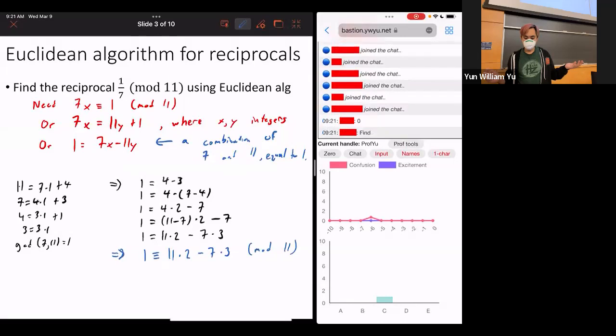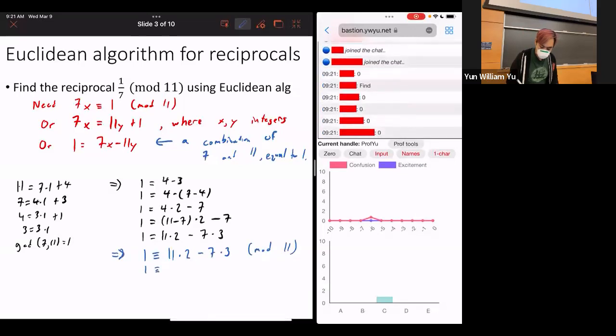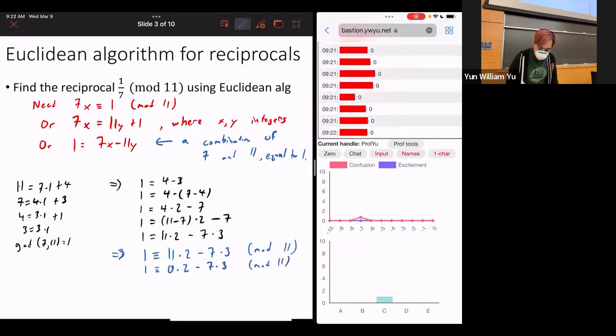Okay, yeah, we are getting a couple zeros in chat. So this is equivalent to saying 1 is equivalent to 0 times 2 minus 7 times 3, mod 11. So 1 is equivalent to 7 times minus 3, right?